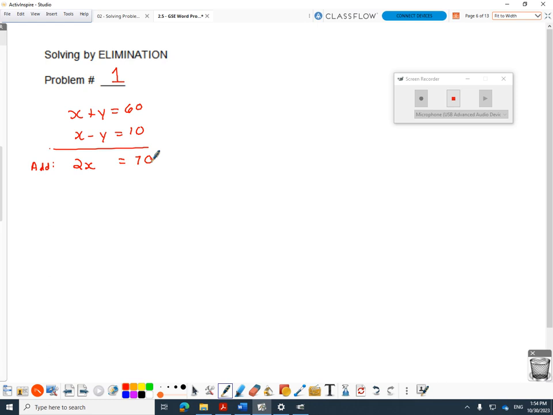That's got to make you happy. There's some complicated questions in this chapter, but that's not one of them. That's pretty nice, because I only have one more step to get x. What's the opposite of multiplying by 2? Divide. So I go 70 divided by 2. Maybe I need my calculator. No problem. X equals 35.